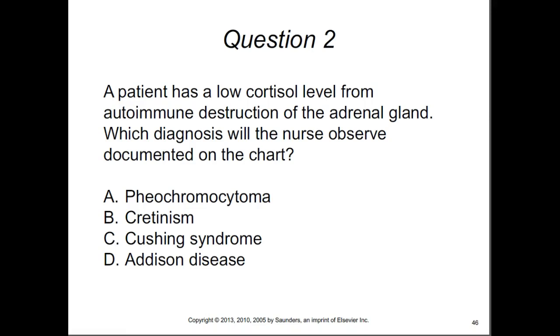So question 2. A patient has a low cortisol level from autoimmune destruction of the adrenal gland. Remember it's autoimmune. Which diagnosis will the nurse observe documented on the chart? Pheochromocytoma, cretinism, Cushing syndrome, or Addison's disease? Right, so right now we were just talking about Addison's disease, so you know that that's the best answer. But now we want to make sure you know what the other ones of these are. I have a feeling that pheochromocytoma and Cushing syndrome we're going to address in just a minute.